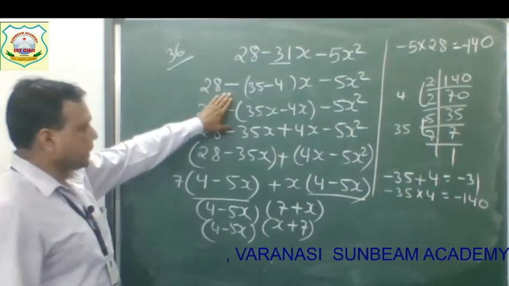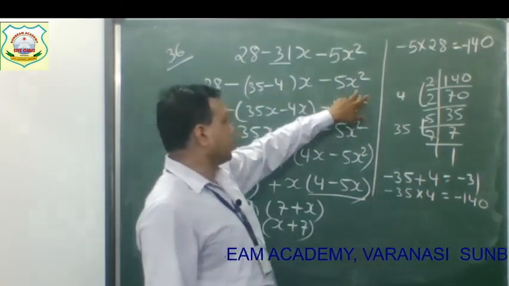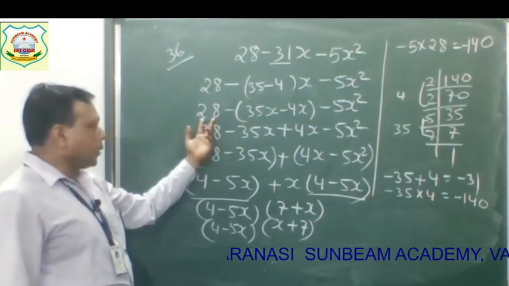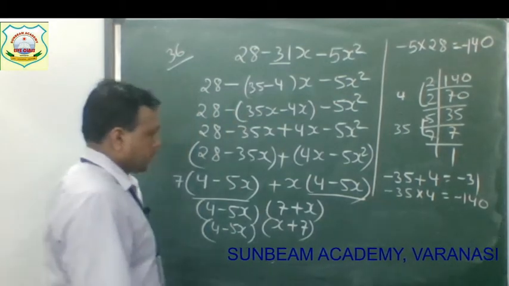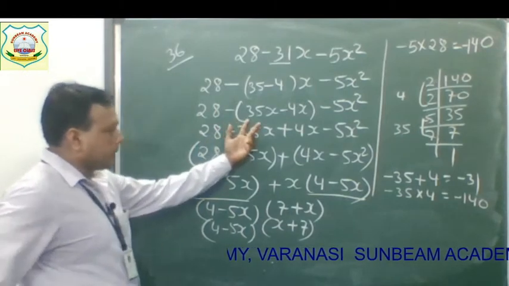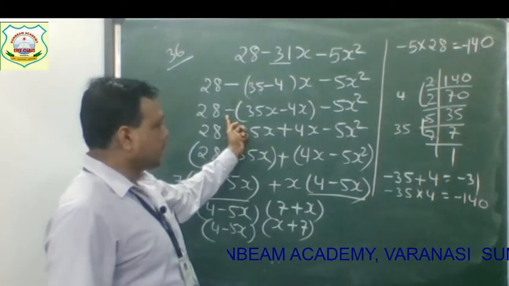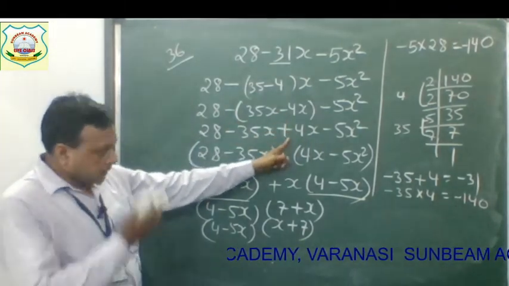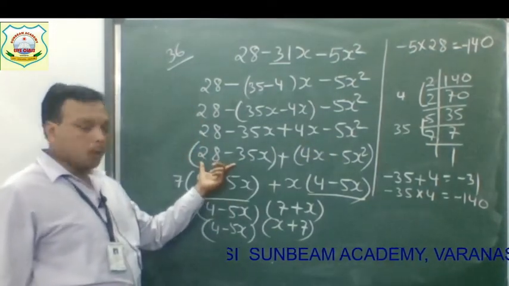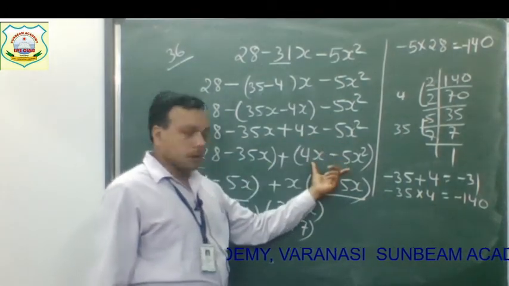Now we have written 28 minus 35x minus 4x minus 5x square. Now x will multiply with 35 and 4. So 28 minus 35x minus 4x, and there is the minus 5x square. Open the bracket: 28 minus, bracket, 35x plus 4x, because the sign is minus here, so the sign will change to plus, and minus 5x square. Now close the bracket, meaning we are making groups: 28 minus 35x plus 4x minus 5x square.